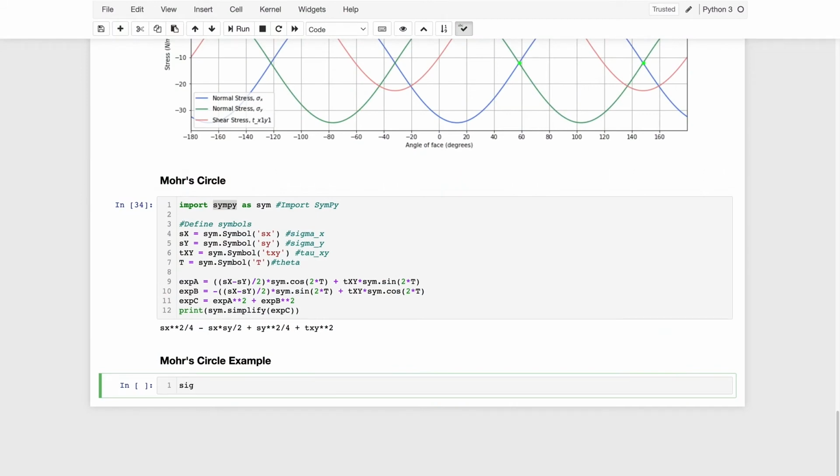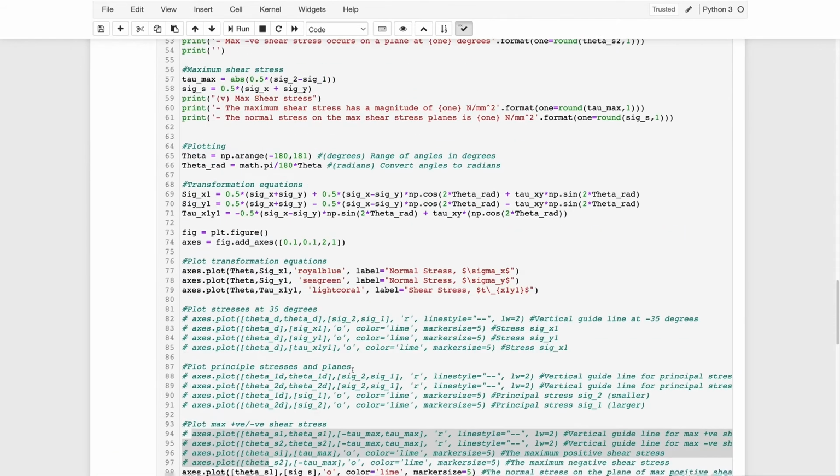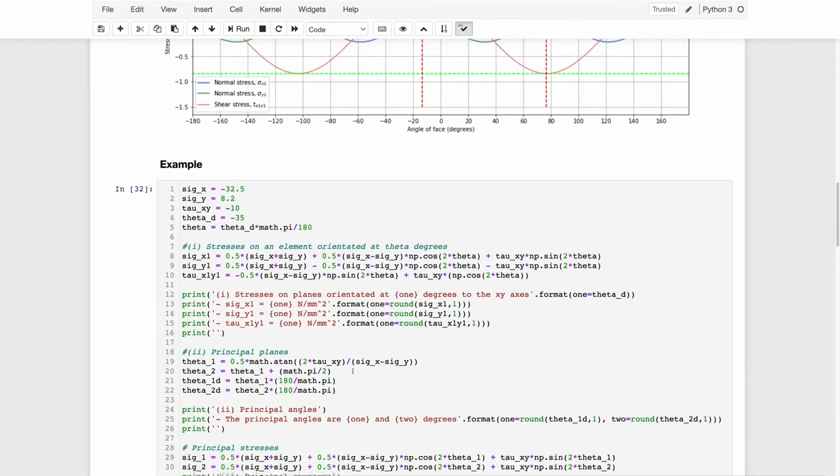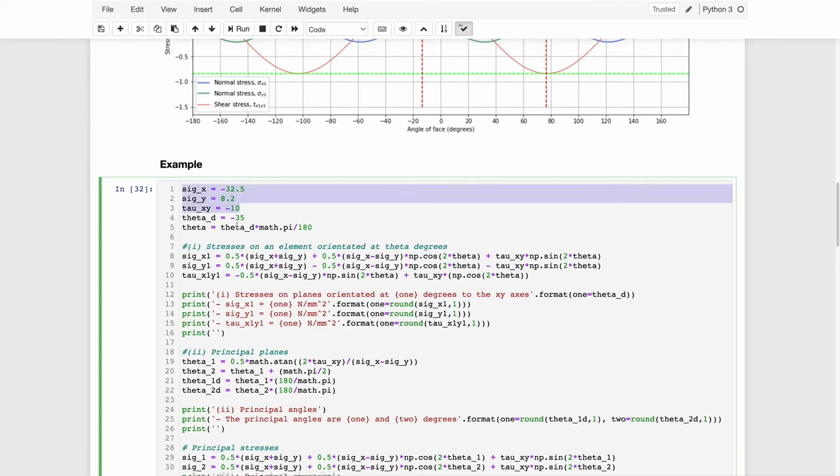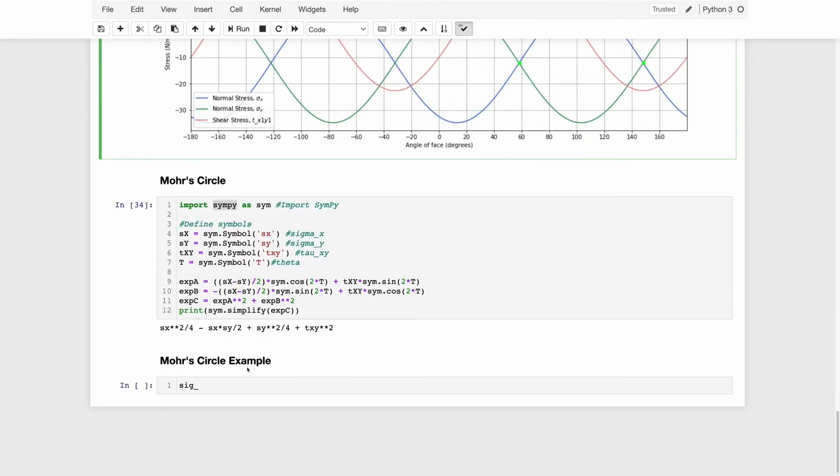So we want to define sigma x, sigma y, and tau xy. In fact, we have definitely done this already. So let me go to wherever I did that before. Sigma x, sigma y, and tau xy. Let's take those and bring them down here.